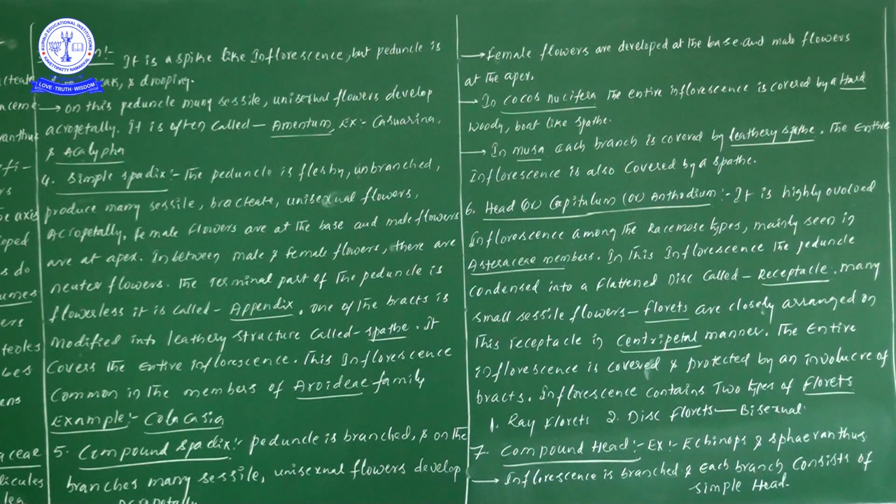Okay, means each and every branch is covered by means of a leathery spathe, as well as the entire branch also is covered by spathe. Okay, so that one you try to save in your mind.